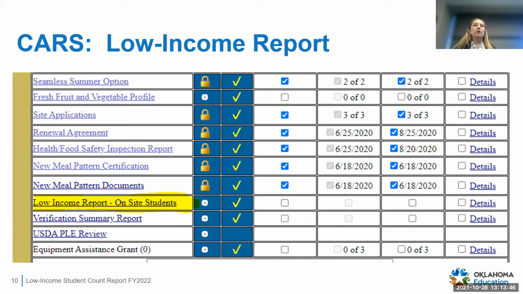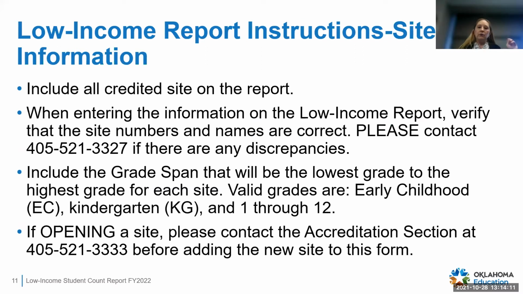Now let's look at where you go to complete the low income report. You go into your CARS system, and as you can see, the low income report there is highlighted in yellow. Once your October seamless summer claim has been certified, then the line appears under the low income report for you to be able to click into it. When you get into it, you're going to include all of your accredited sites on this report. It works kind of like the Schedule A in CARS. You use the drop down, and we'll show some pictures of that in a little bit.